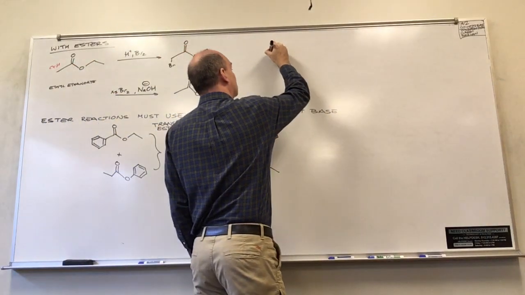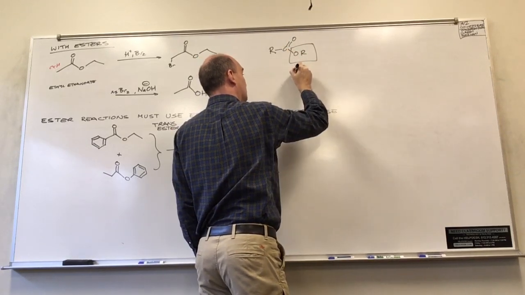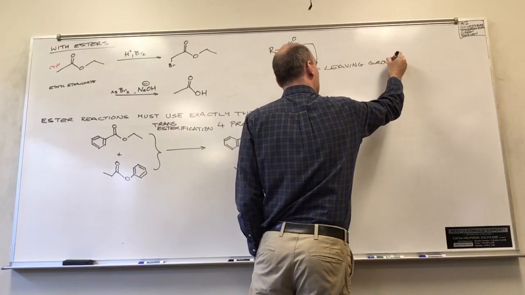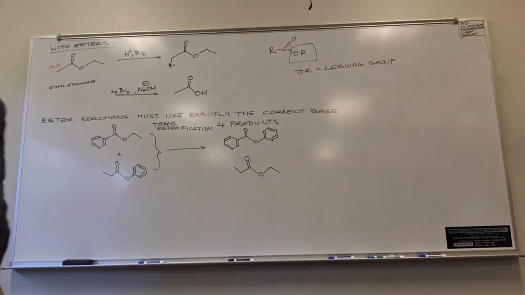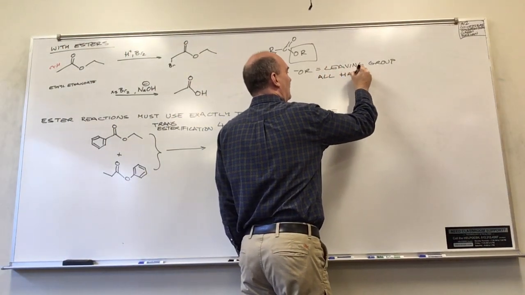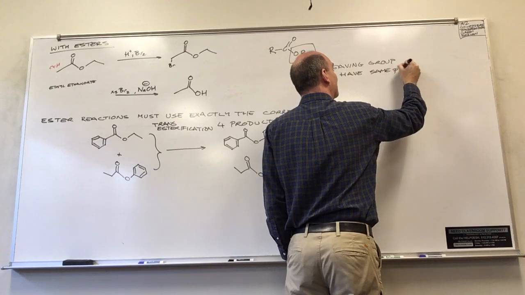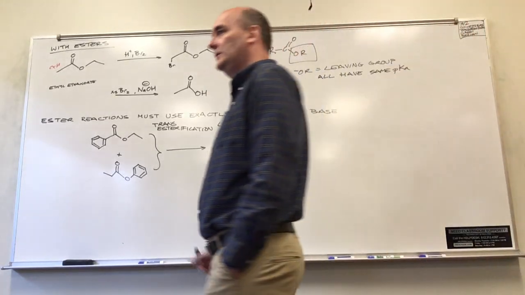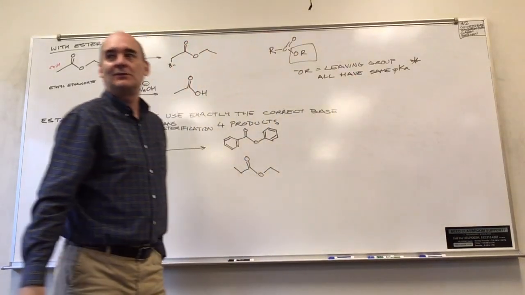Here's why. In an ester, your alkoxide is the leaving group. And all of those leaving groups, because they're all based on alcohols, they all have the same pKa. They all have the same basicity. They all have the same ability to grab hold of a carbon and make a bond. Asterisk. What is the asterisk for?